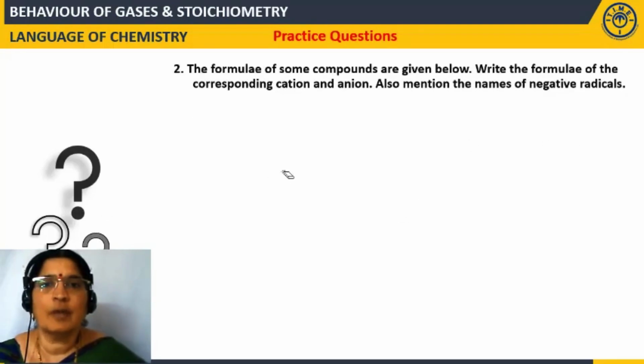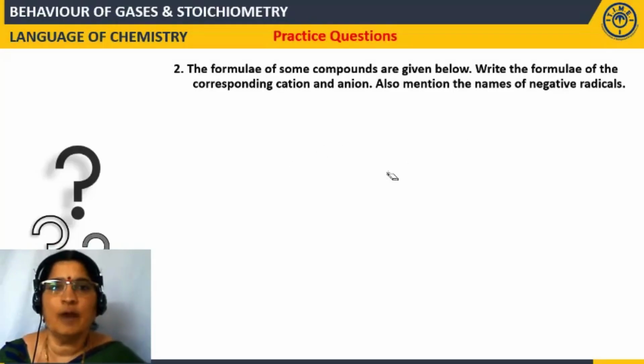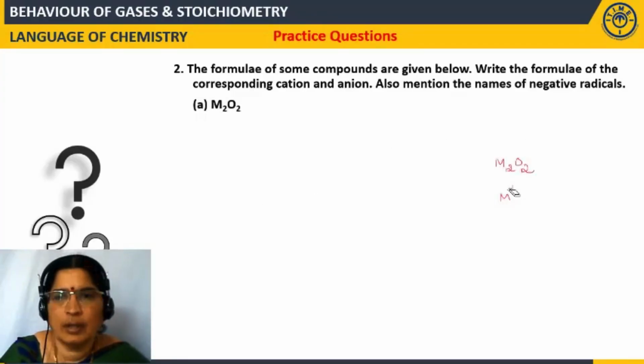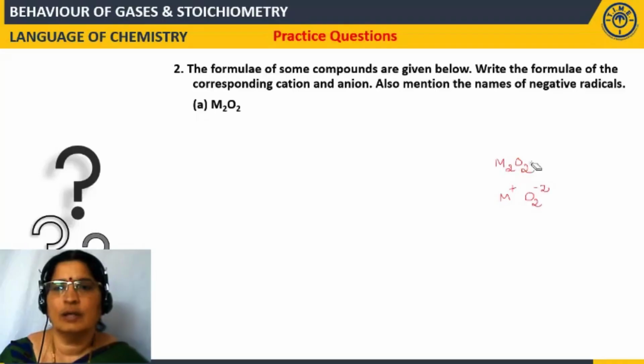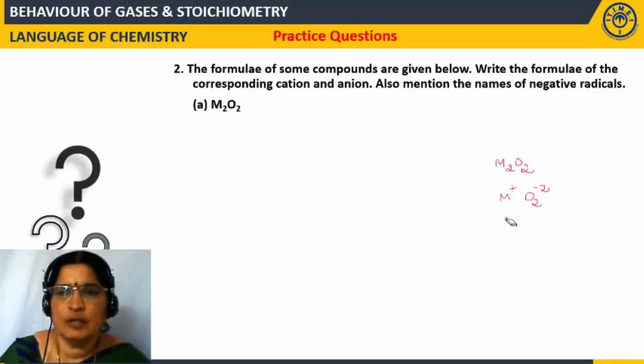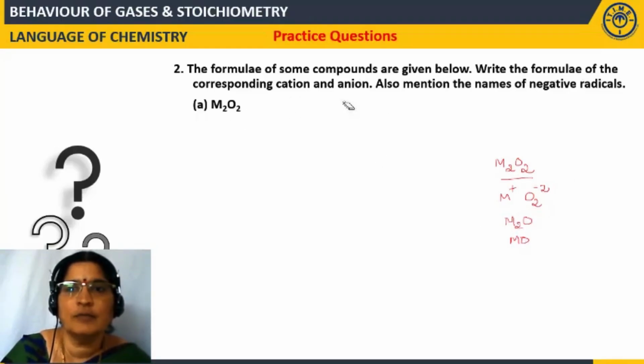The formulae of some compounds are given below. Write the formulae of the corresponding cation and anion. Also mention the names of the negative radicals. M2O2, M plus. It should be M plus O2 minus 2. Otherwise, if it is M plus, it should be written as M2O. If it is M plus 2, it should be written as MO. M2O2 means it should be peroxide. Therefore, we write it as M plus and O2 minus 2. So, this is the negative radical. Name of the negative radical here is peroxide.